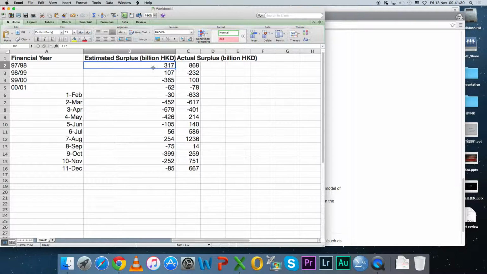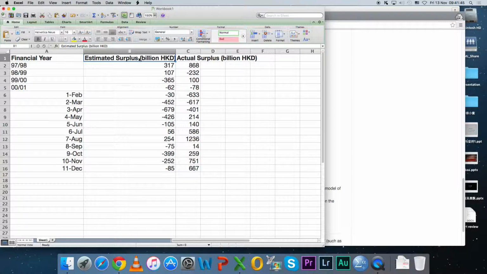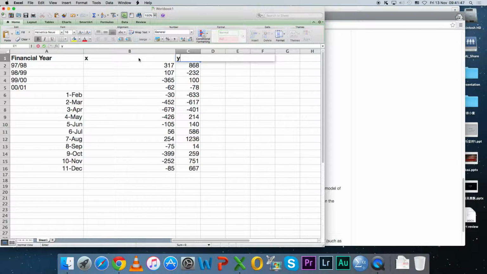Okay, we have the data here. And the estimated surplus, as the question dictated, is your x, and the actual surplus is your y. So we can change it to x, and then that one to y.